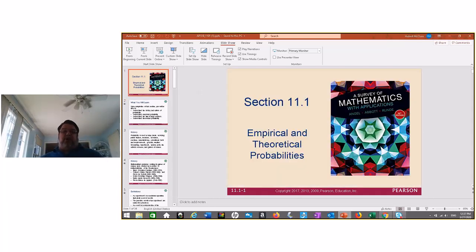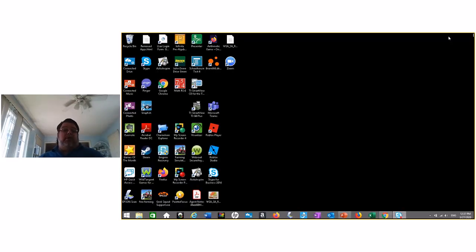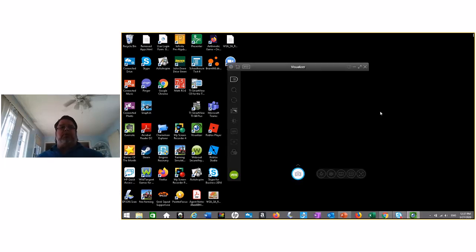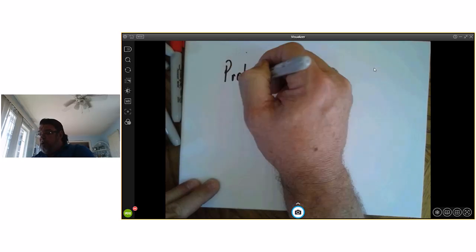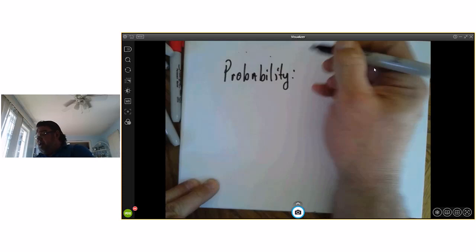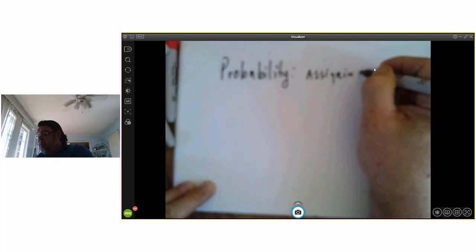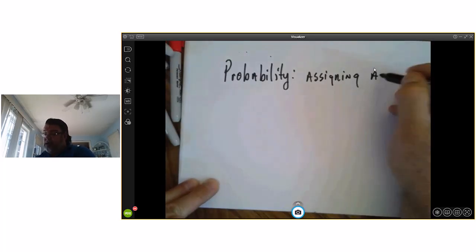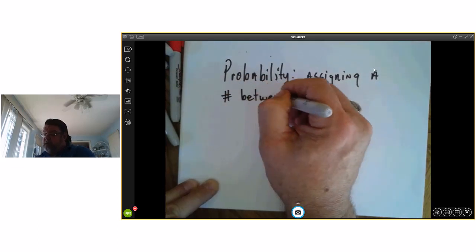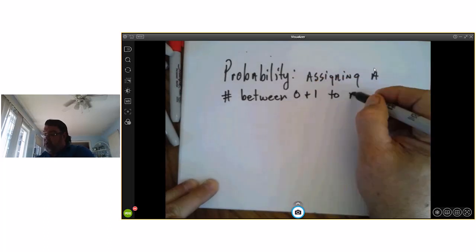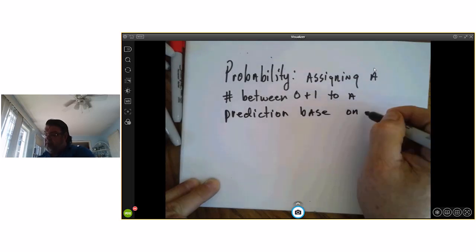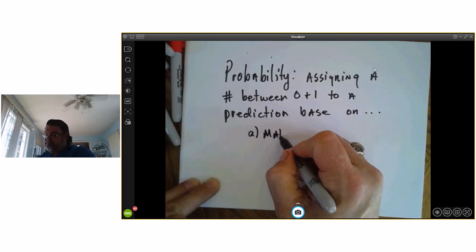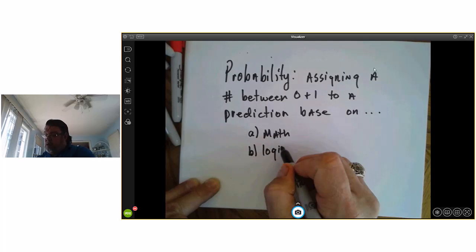Probability. Before we start probability, I'm going to give you a definition of probability, a Hubertism definition. The Hubertism definition of probability is assigning a number between 0 and 1 to a prediction based on mathematics, logic, or experience.